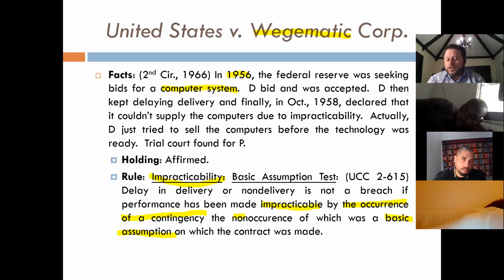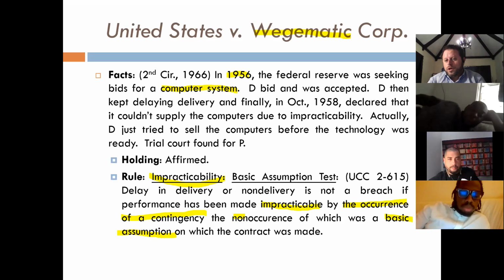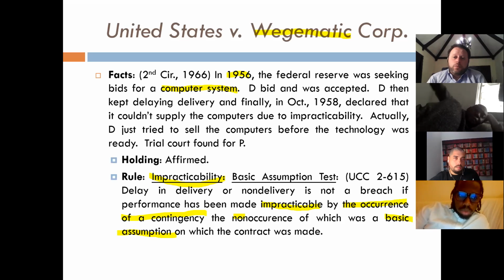What was the condition here? Right? In one case, the condition was that a prince is not going to invade. What was the condition here? The condition was our technology will be good enough to make this computer. That's what they assumed, but they were wrong because the human technology was not good enough.